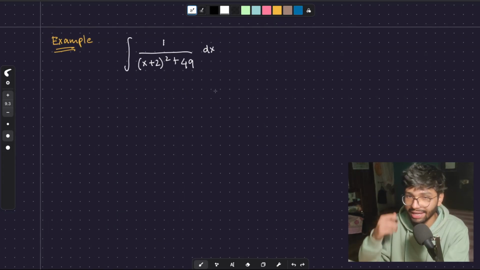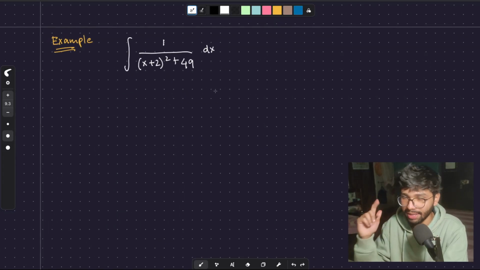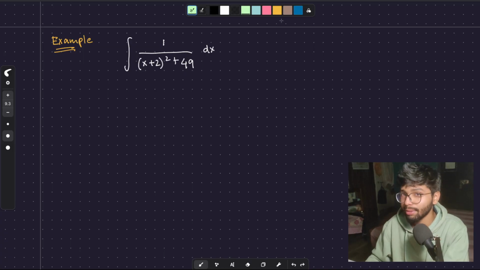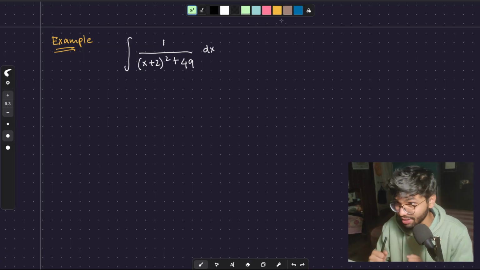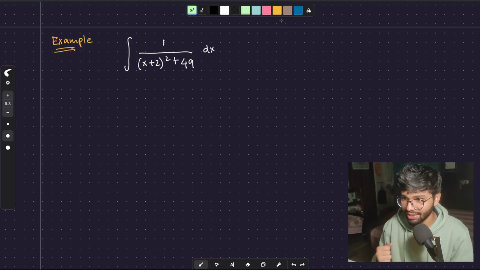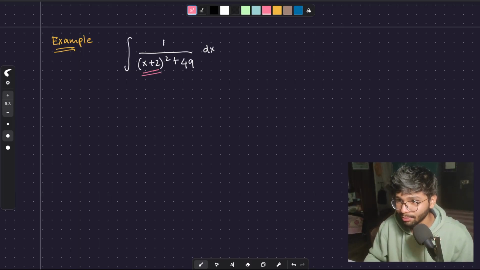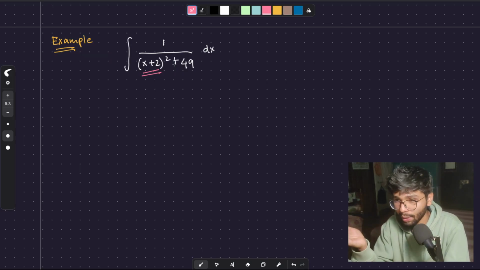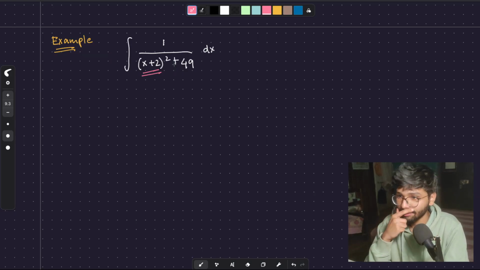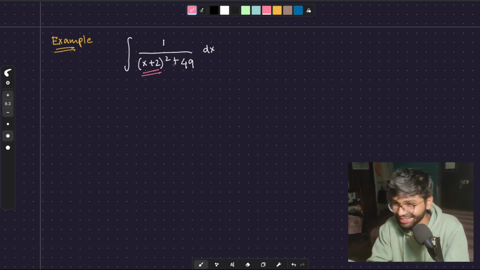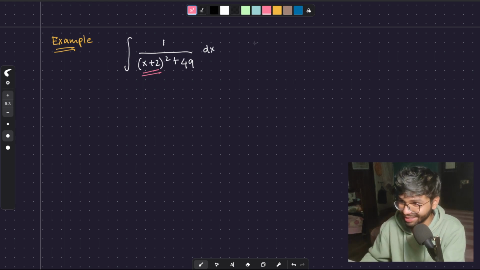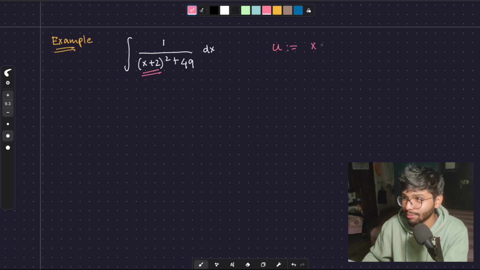This is the second example. Amazing. Let's try this one as well, but pause the video and try it yourself first. So what is this? Okay, we have something weird over here: x plus 2 squared instead of just x squared. Hmm, that's not good, is it? But just kidding. It's good enough, because we can just take u to be x plus 2.